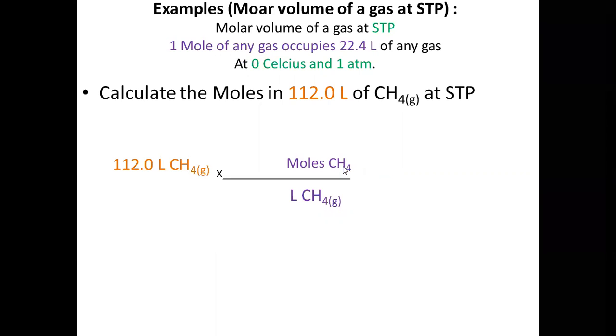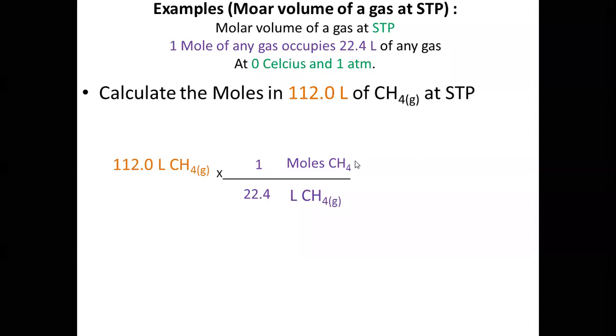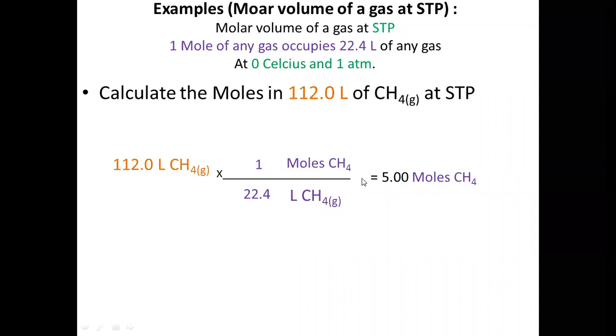So now I look to my conversion factor up here, which I've highlighted in purple. 1 mole of CH4 occupies 22.4 liters. Now, before you go and calculate this, think about what this answer should be. If 1 mole is 22.4 liters, I have 112 liters. Right? That's what I'm referring to. So I calculate that, and I have 5 moles of CH4.